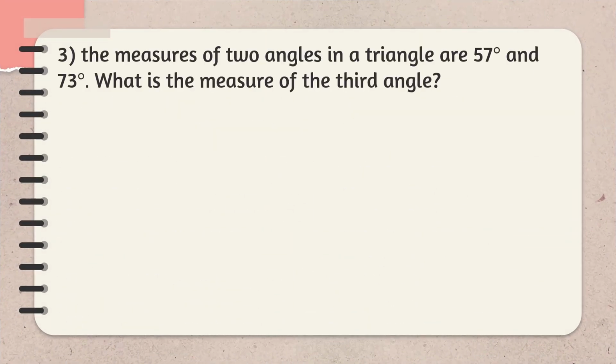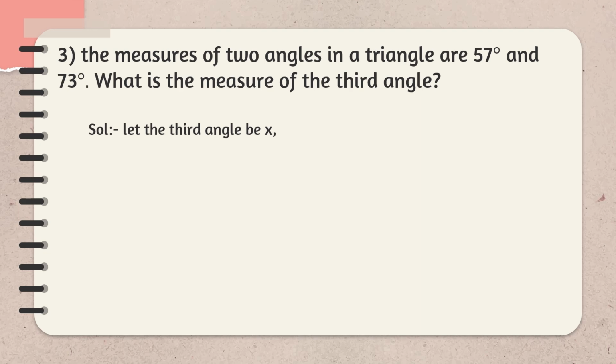Yes, let's go to the third sum. The measures of two angles in a triangle are 57 degrees and 73 degrees. What is the measure of the third angle? So this is a pretty easy sum, right? We have solved this type of sums in our previous videos also.